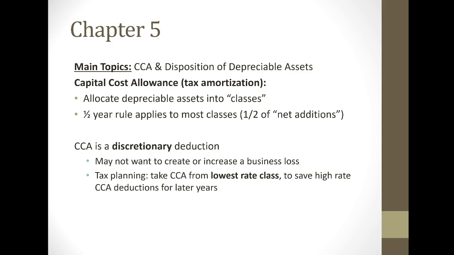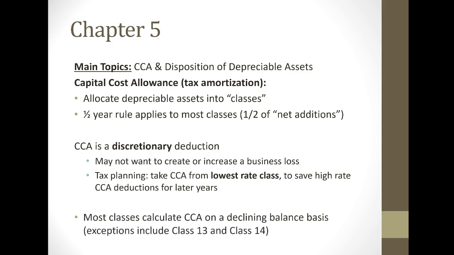Now, if a company wants to take some CCA and they get to choose from different classes, the best strategy is to take CCA from the lowest rate class, and therefore you save the higher rate class CCA deductions for later years. Now, most CCA is deducted or calculated on a declining balance basis, but there are a couple exceptions, including Class 13 and Class 14. So let's talk about those next.